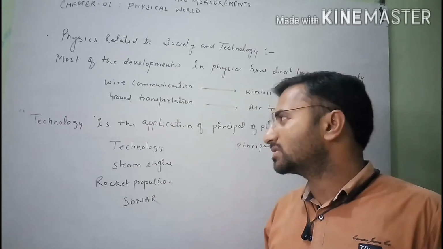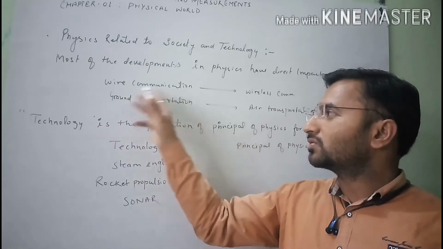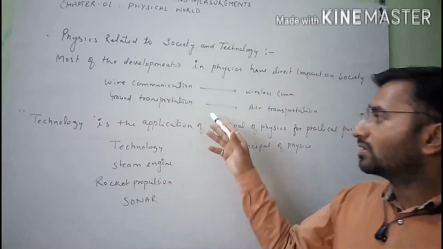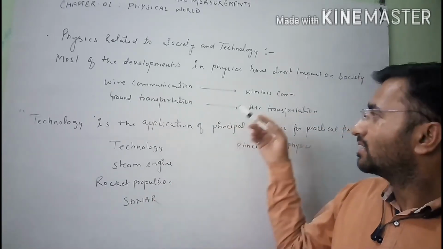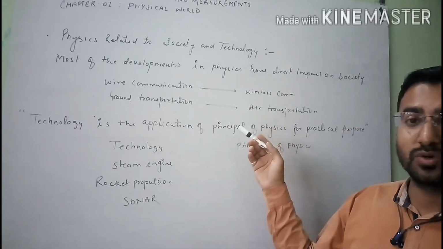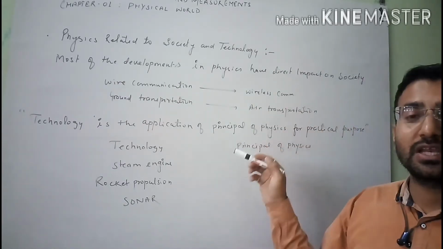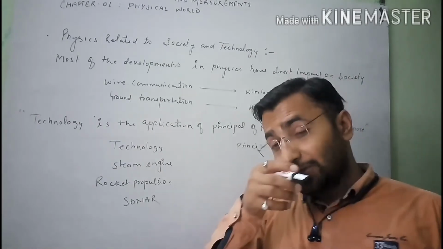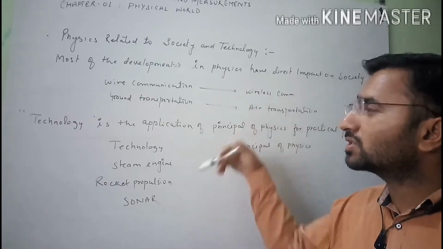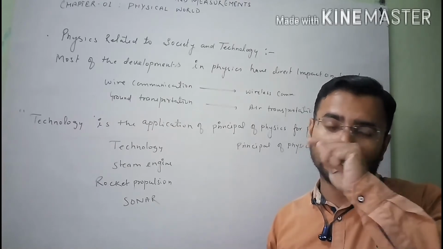More advancement in technology. Similarly, ground transportation. Initially, we used ground transportation to go from one place to another. But nowadays we have the option of ground transport, air transport, or water transport. We have one more option, air transport, by which we can travel a large distance in a short time. This is also a modification or advancement in physics.